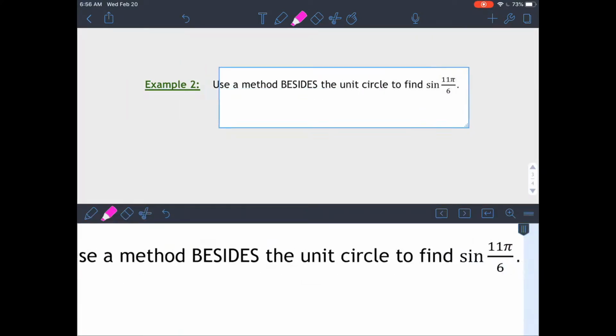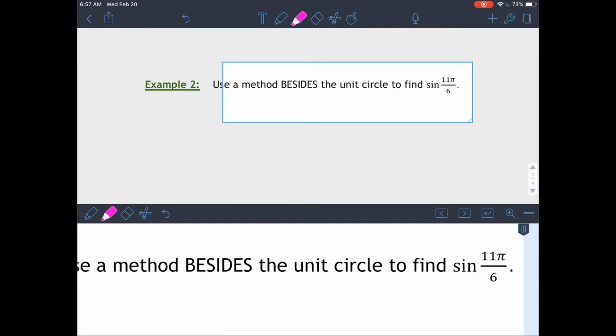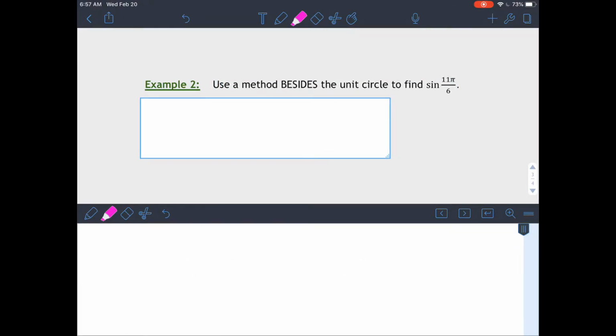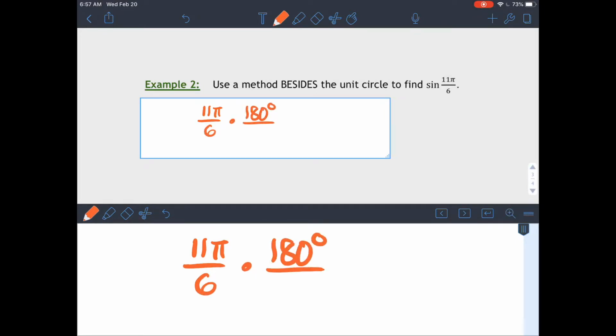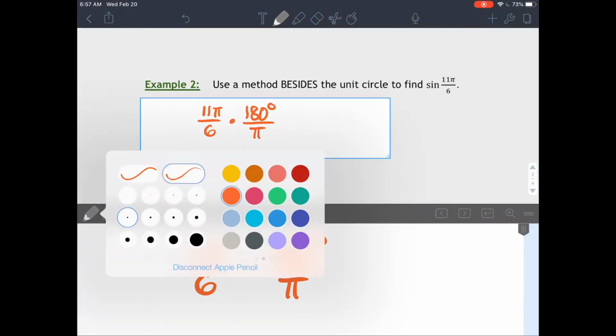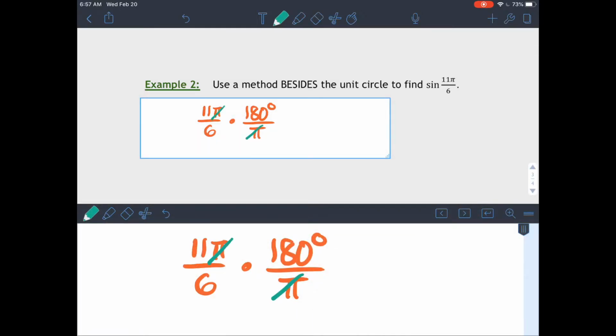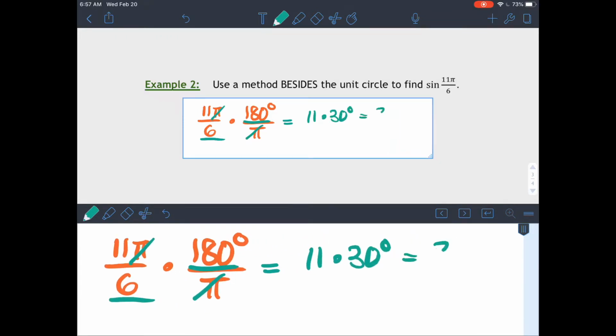You don't always have a unit circle handy or want to draw your own necessarily, so I don't want you to forget the other methods you could use to find your trig function values. So say that you don't want to make a unit circle and you don't have one. You can always multiply by 180 degrees over pi to convert your angle from radians to degrees. Easiest way to do it, divide out your pi's, and then 180 divided by 6 would be 30. So you get 330 degrees.